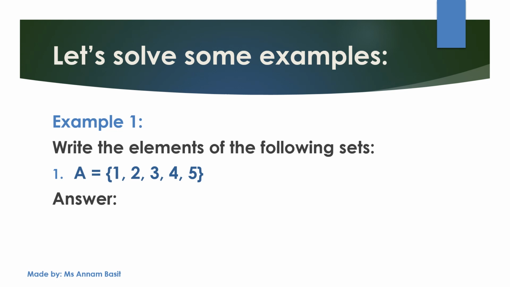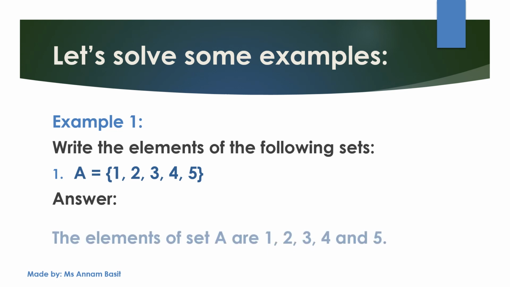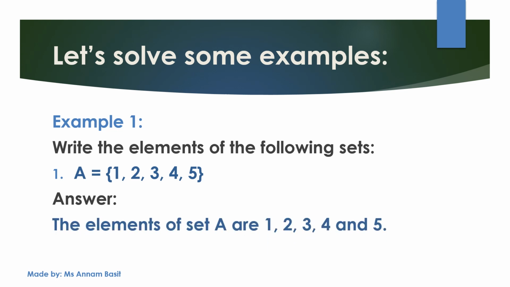So how are we going to write the elements? We're going to write the elements of a set as: the elements of set A are 1, 2, 3, 4 and 5. So the basic rule is that you remove the curly brackets and you write it in sentence form. So it's not that hard, it's really simple. Let's look at another example.